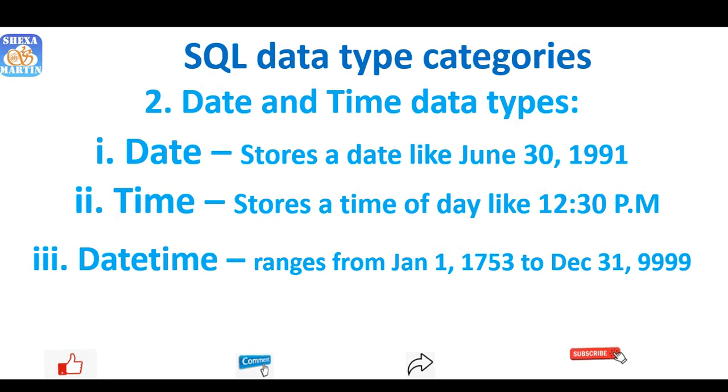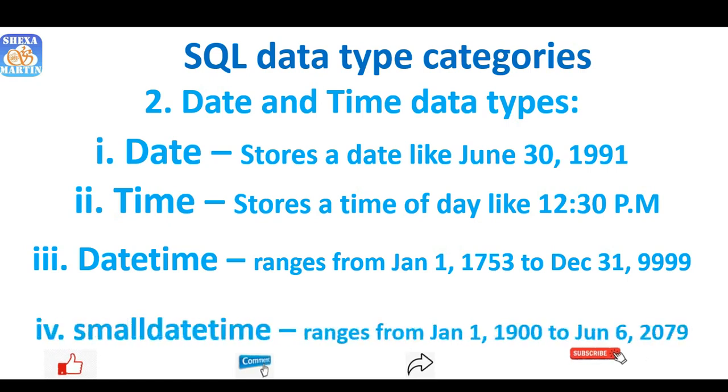For example, when we get to a certain date like December 30, 9997, it means by that date the range of datetime will have changed. And then we have smalldatetime. This ranges from January 1, 1900 up to June 6, 2079. So that's more datetime, right?